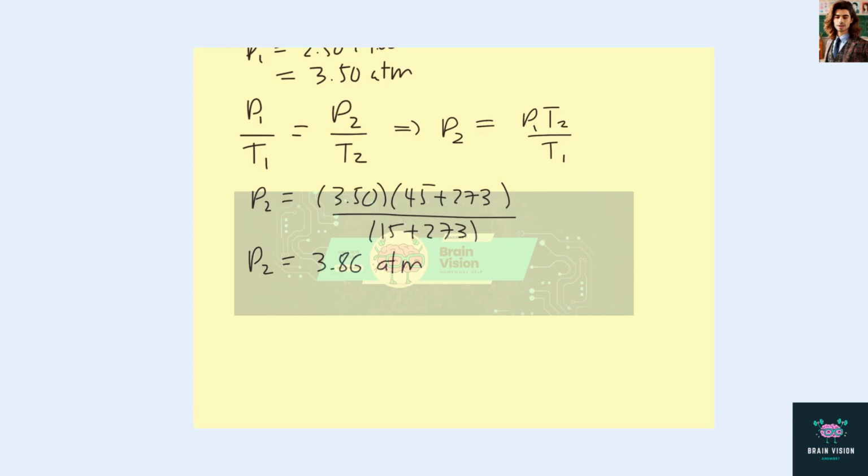But we remember that we want the gauge pressure during this stage. So we know our gauge pressure is equal to P2 minus P naught. So we can put those numbers in. P2, 3.86 minus P naught, which is just 1.0 atmospheres. And you should find that our gauge pressure is going to be equal to 2.86 atmospheres.